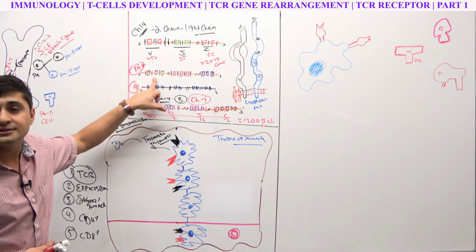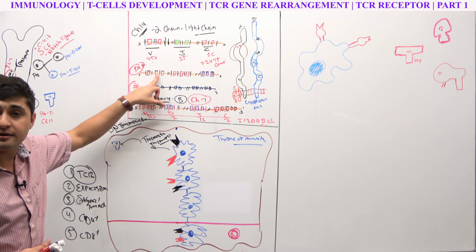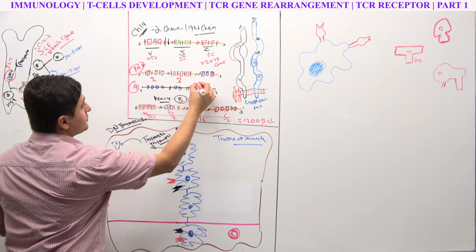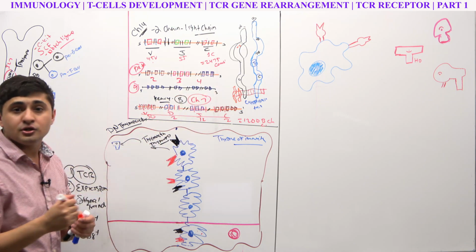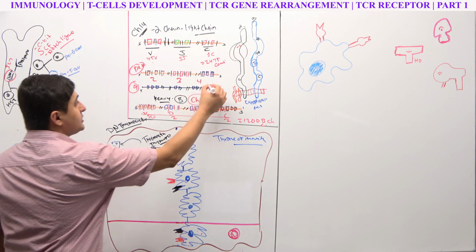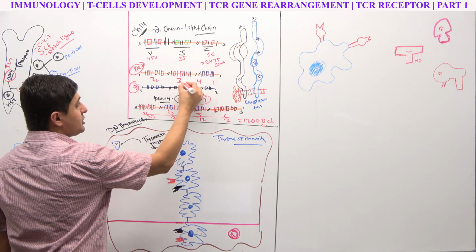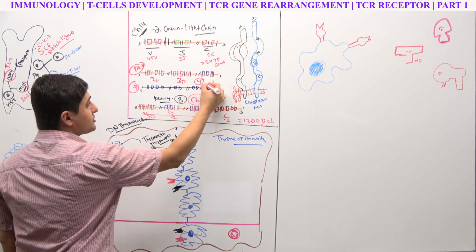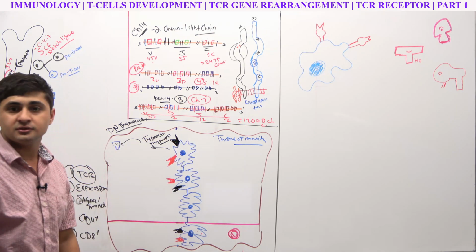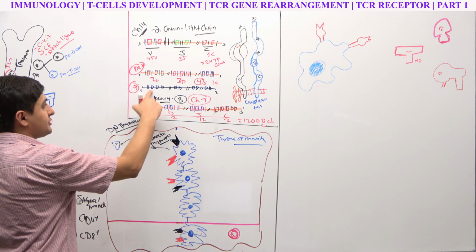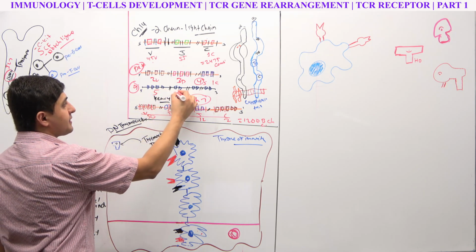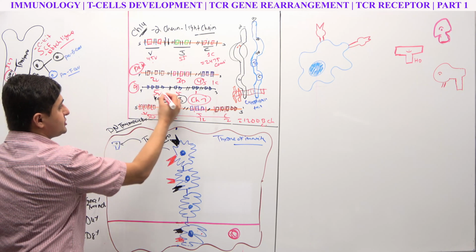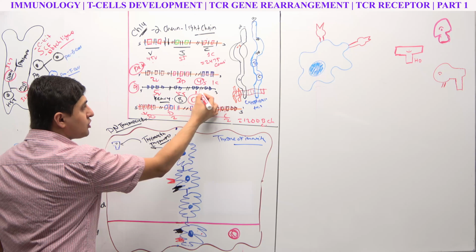They also follow a similar pattern. If they're making a delta, it's usually 2, 3, 4, and then 1. So basically you have 2 variable regions, 3 diversity regions, 4 joint regions, and 1 constant region. And if you're talking about gamma, you have a 5 and then 1. Basically here you have 5 variable regions, 5 joint regions, and 1 constant region.